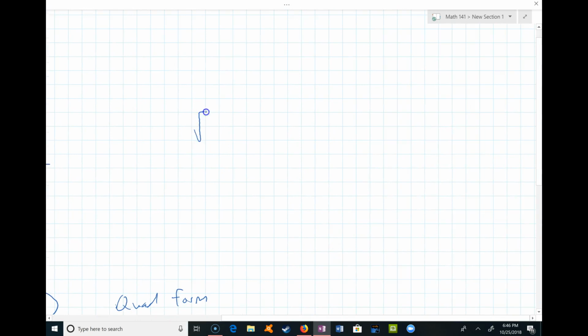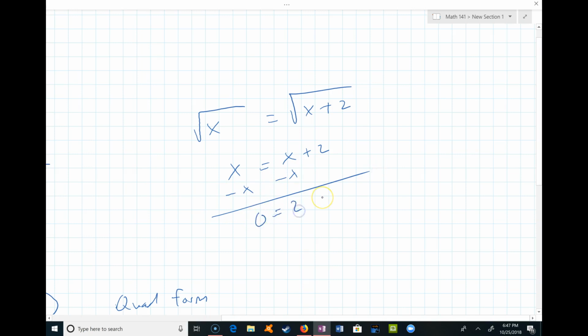Sometimes we might even have the square root of x is equal to the square root of x plus 2. In that case, it's actually set up nicely. You've got a square root on both sides. So if I square both sides, it's going to leave me with just x equals x plus 2. And I created another one that's unsolvable. If we subtract x from both sides, notice this time we get 0 is equal to 2, which we know means no solution.